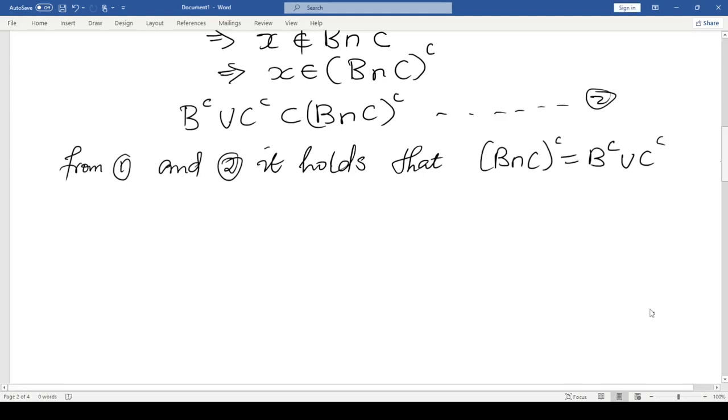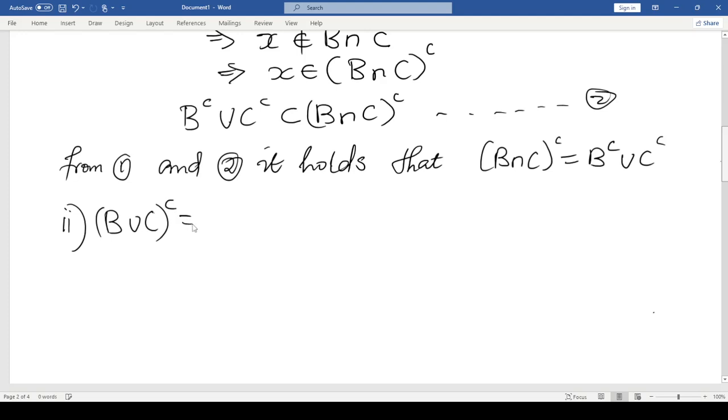So for the next one, which is the second one there, we have B union C complement is equal to B complement intersection C complement like this. So we do the same like we did in the previous one there. We start from the left hand side, going to the right hand side. Then we also start from the right hand side, we go back to the left hand side. So if we can prove that both ways are equal, then we've proved the De Morgan's law there.